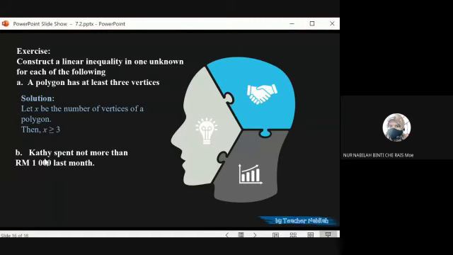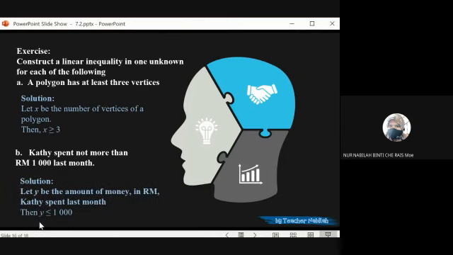And then Katie spent not more than 1,000, not more. So not more means less than. Okay, less than 1,000. So let y be the amount of money in RM Katie spent last month. So y is less than or equal to 1,000. Okay, not more than 1,000. So that means 1,000 is also included. So we write down less than or equal.